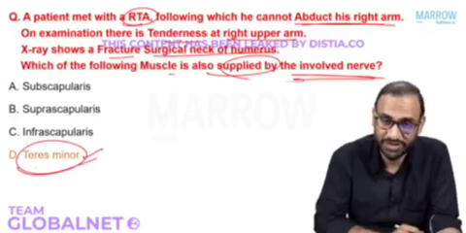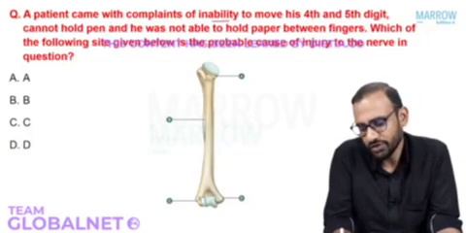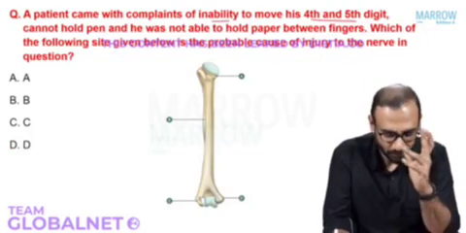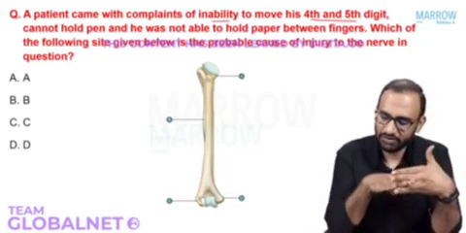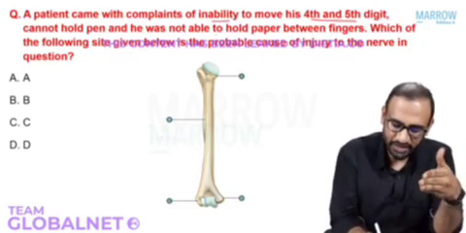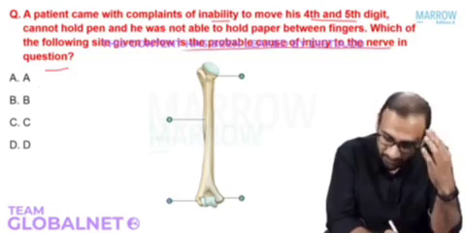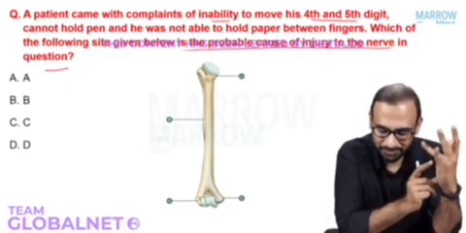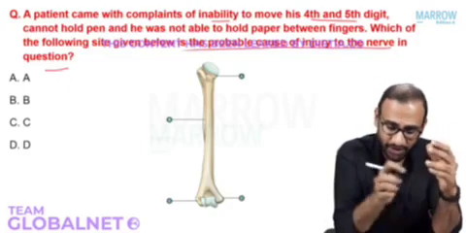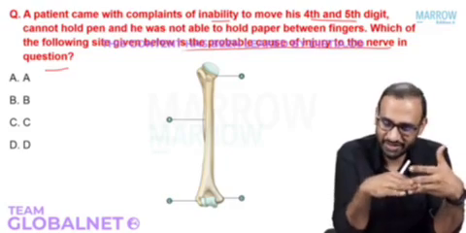Very good. Next question. A patient came with complaints of inability to move his fourth and fifth digit, cannot hold a pen, and was not able to hold paper between the fingers. Which of the following sites given below is the probable cause of injury to the nerve in the question? So which nerve is affected here? The patient has inability to move the fourth and fifth digit, cannot hold the pen, and cannot hold a paper between the fingers. So the card test is there.